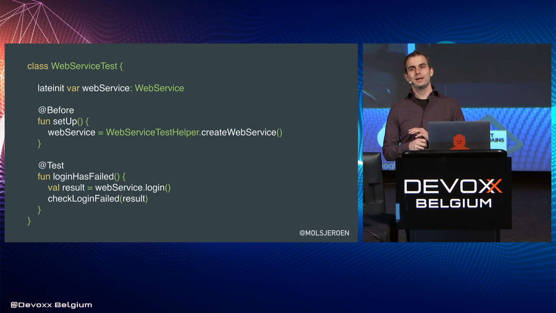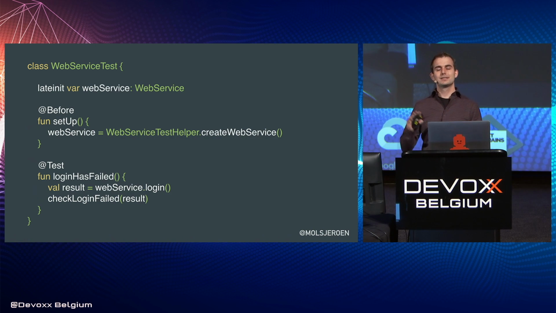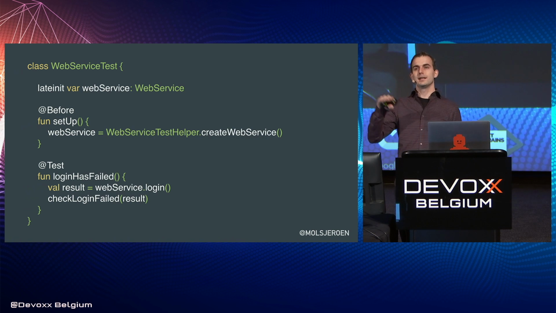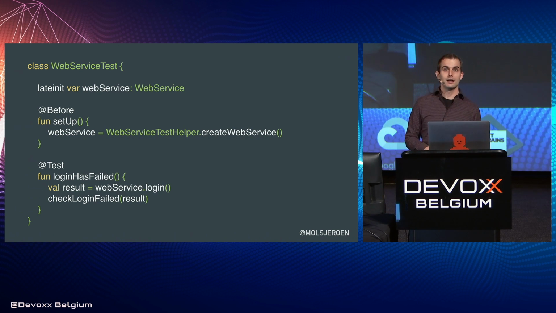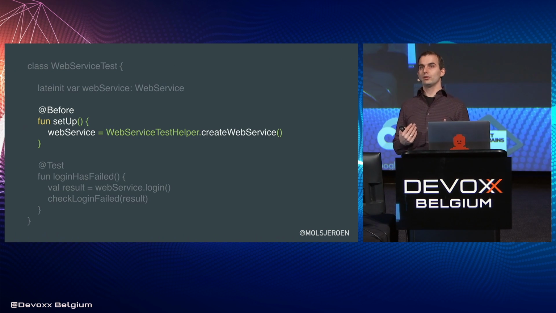This test already looks quite a bit better, right? What's wrong with this? Actually, it seems okay-ish, but this doesn't quite scale. Because if you now look at the login failed method, then you don't know how the web service is created. And okay, you can just look a few lines up and then see that the web service is created in the setup method. But this doesn't scale quite well, right?